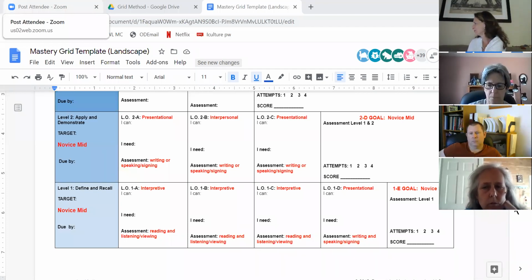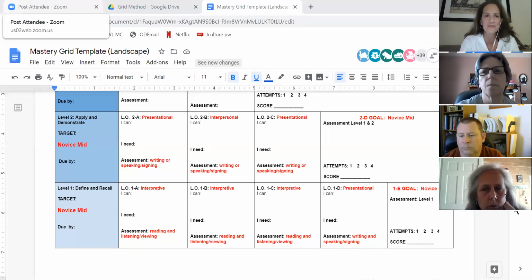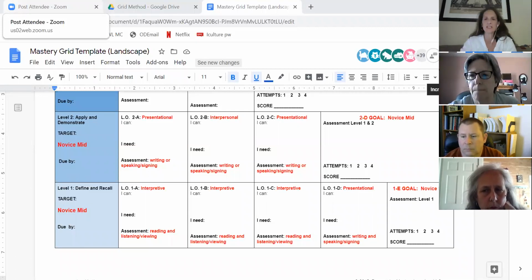I have two computers, so I apologize that I keep turning my head away. I'm trying to do both so I can see the chat. Every time I try to go to the chat, my screen goes away. Somebody mentioned their math department does that.